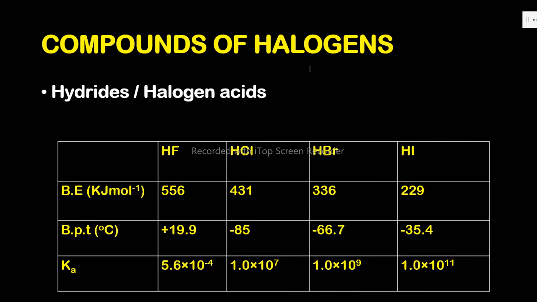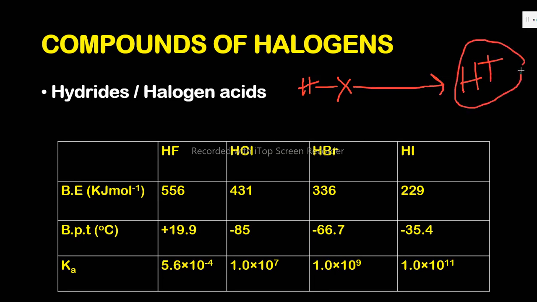Why? The acidity depends on how easily the hydrogen halide bond is broken. If the bond is easily broken, then it will easily dissociate to release hydrogen ions, hence accounting for the high acidity. But if the bond is too strong to be broken, then it doesn't easily dissociate to give hydrogen ions, hence the decrease in acidity.